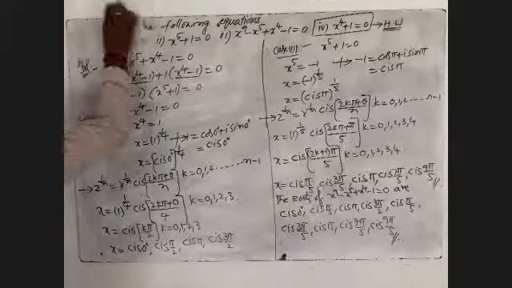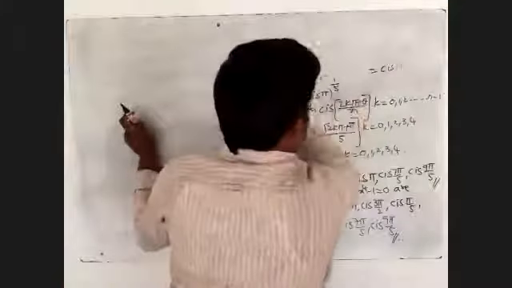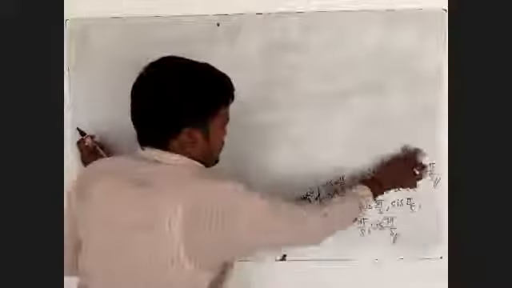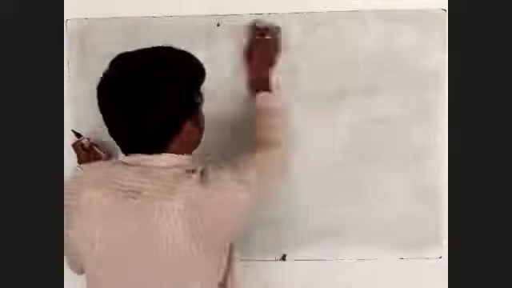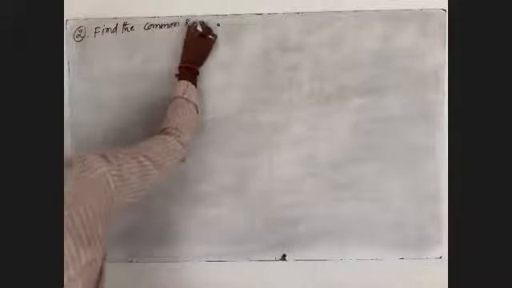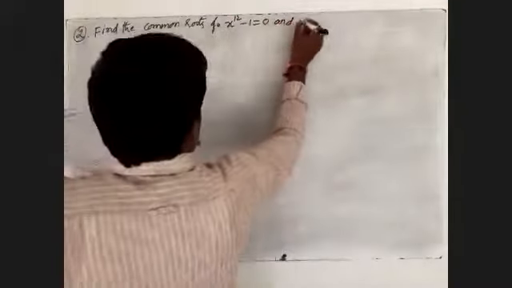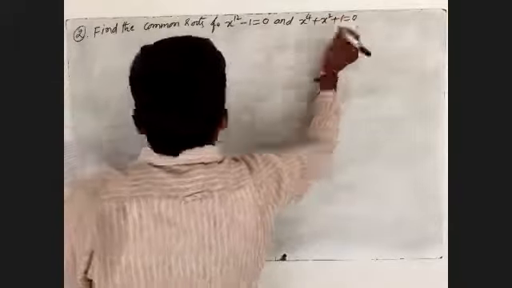Okay. Now I am going to the next problem, that is, find the common roots of x power 12 minus 1 equal to 0 and x power 4 plus x square plus 1 is equal to 0.